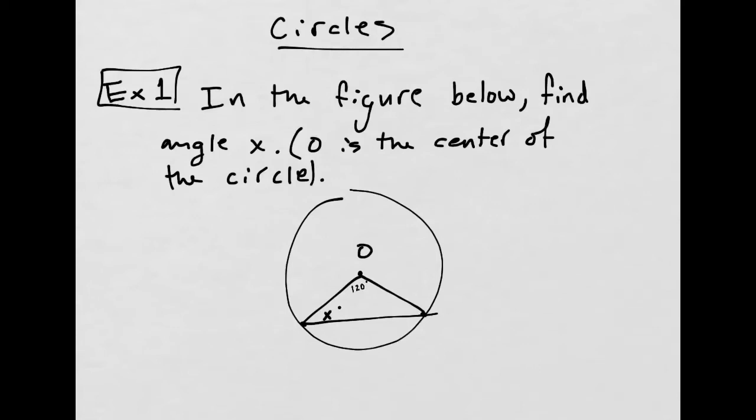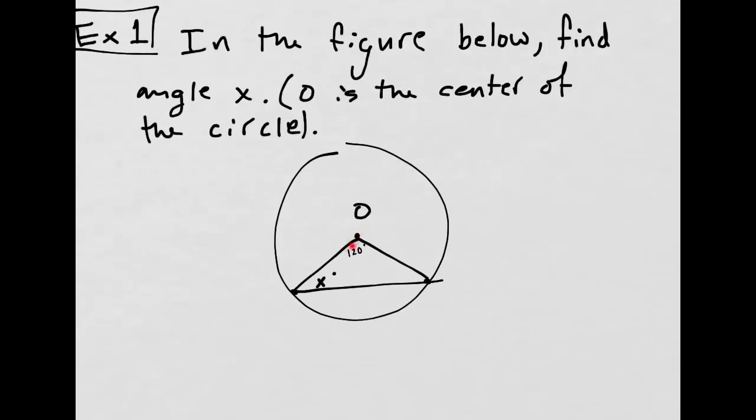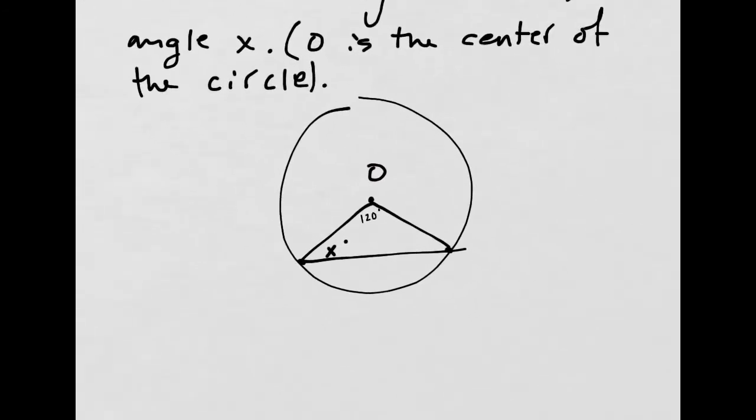Don't mind the typos, but we're looking at circles today, and we're just going to get right into some examples. So the center of a circle is O, and we're supposed to find the angle there, X.